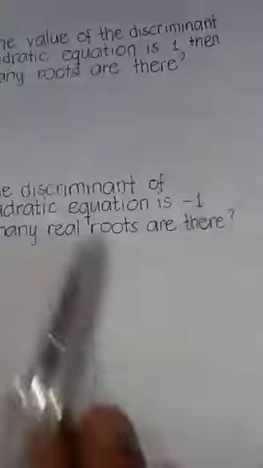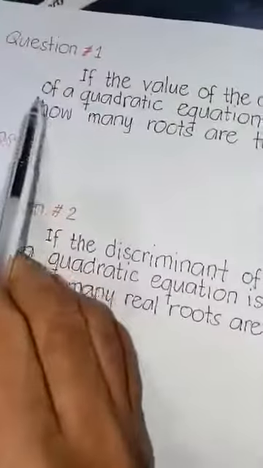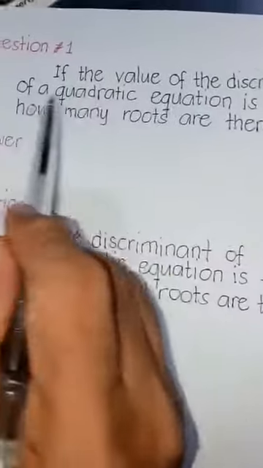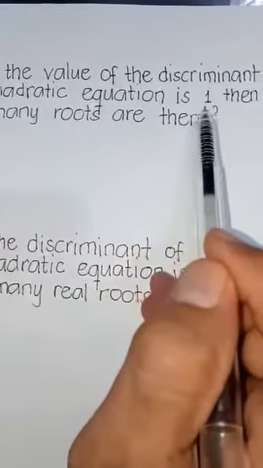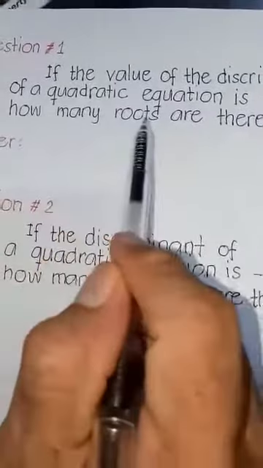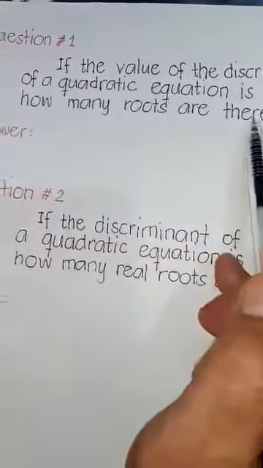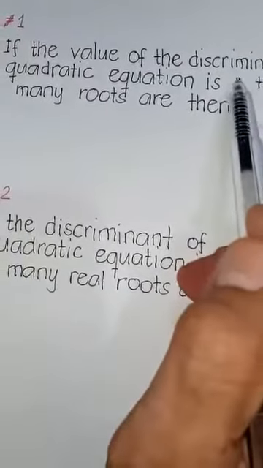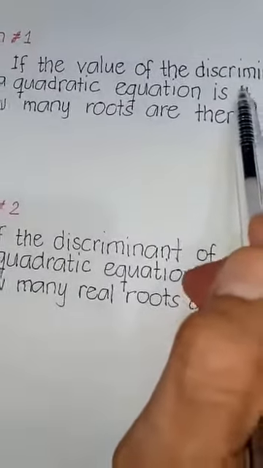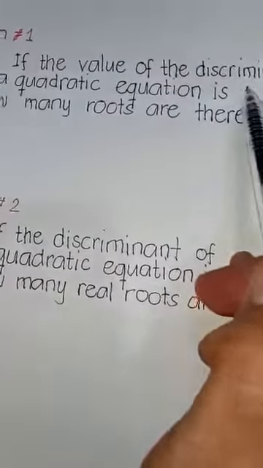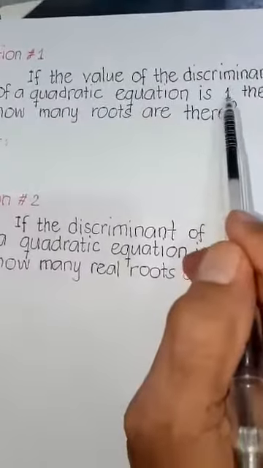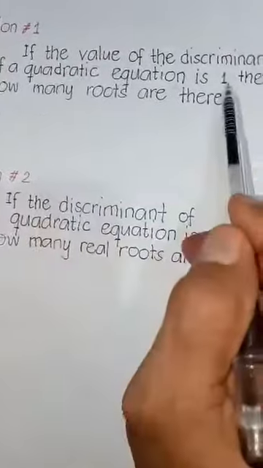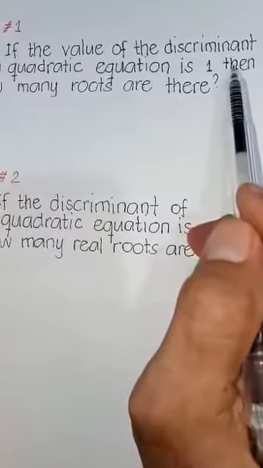Example. Question number 1: if the value of the discriminant of a quadratic equation is 1, then how many roots are there? Remember that 1 is considered a perfect square because 1 times 1 is 1. So therefore 1 is a perfect square.